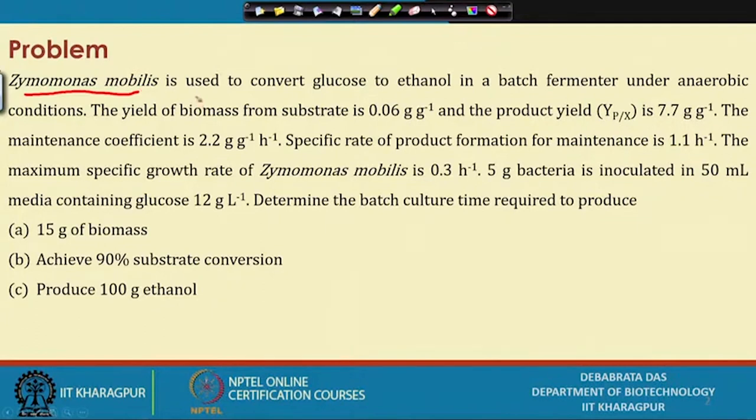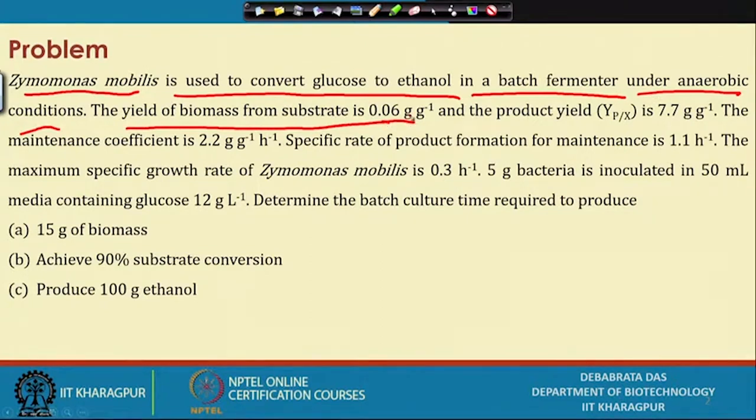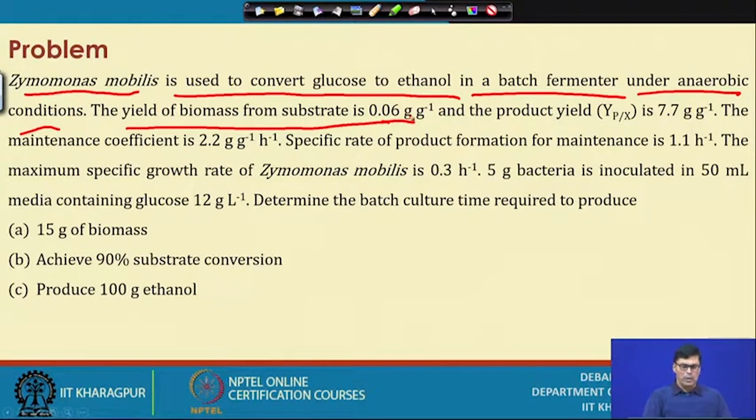Now this Zymomonas mobilis is used to convert glucose to ethanol in a batch fermenter under anaerobic conditions. The yield of biomass from the substrate is 0.06 gram per gram. But here I want to point out that under aerobic conditions, the yield of biomass is very high, maybe 0.3 to 0.5 grams per gram. Under anaerobic conditions, we usually have very little cell mass formation. That is why here it is 0.06 gram per gram. The product yield, YP by X, equals 7.7 gram per gram. That means 7.7 grams of ethanol are produced per gram of bacterial cells.